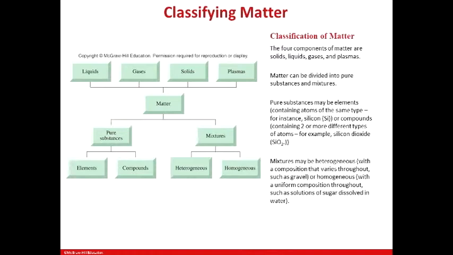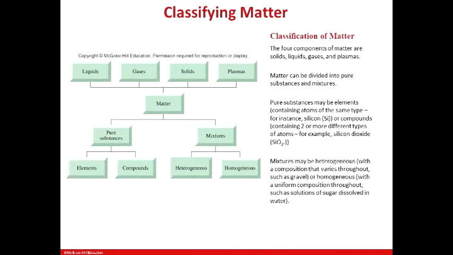So we have classification of matter. The four components of matter are solids, liquids, gas, and plasma. These are the four that we deal with in freshman chemistry and 102 chemistry for non-majors. Matter can be divided into pure substances and mixtures. We're going to look at the diagram on the left and talk about it in more detail.